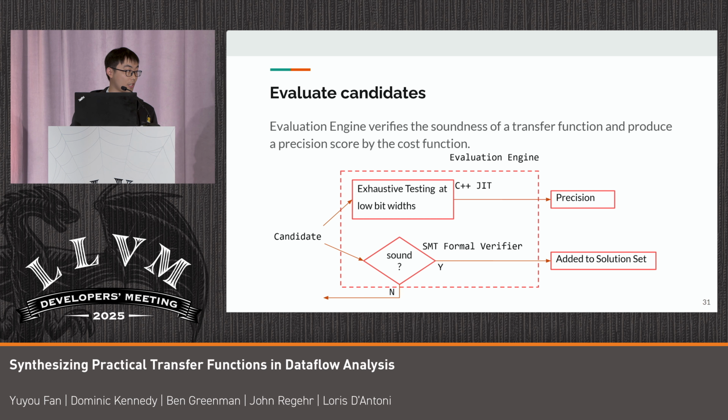After finding possible candidates, we should evaluate those candidates. This is our evaluation engine. From the bottom path, given a candidate, we send it to the SMT solver, and if it's sound, we can add it into the solution set. Otherwise, we reject it. The other way is we can do exhaustive testing in C++ at a low bit width. Then we can get how precise or how good this transfer function is. If it's sound but with low precision, we still don't want that.